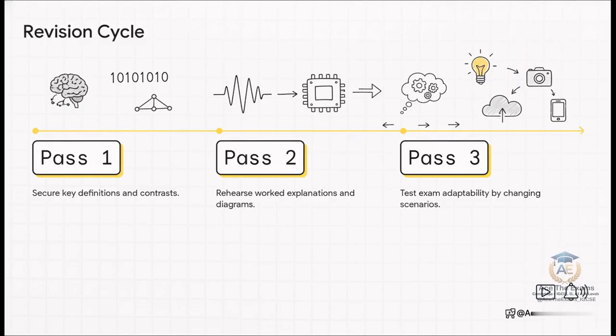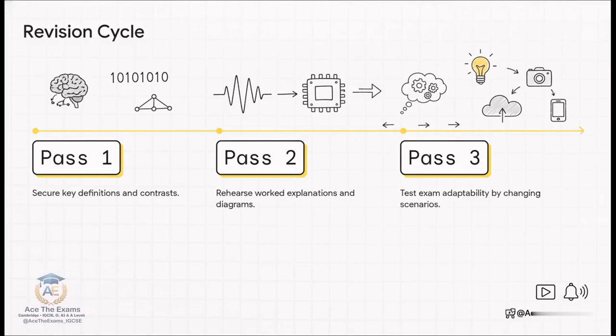Pass 1, secure your key definitions and contrasts. You need to know your ASCII from your Unicode, your MIDI from your MP3, like the back of your hand. Pass 2, rehearse worked explanations. Physically draw out that analog to digital sound wave diagram on paper until you can do it with your eyes closed. Pass 3, test your exam adaptability. Do this by actively changing the scenarios. If you learned how image storage works for a high-end digital camera, stop and ask yourself, how does this explanation change if the scenario is suddenly a low-resolution web thumbnail?